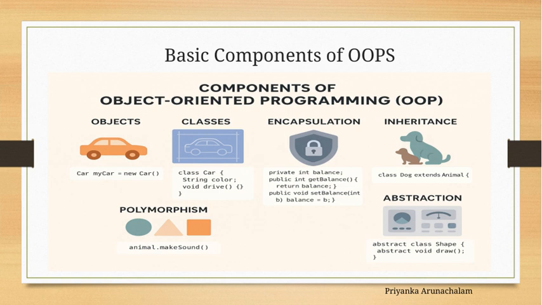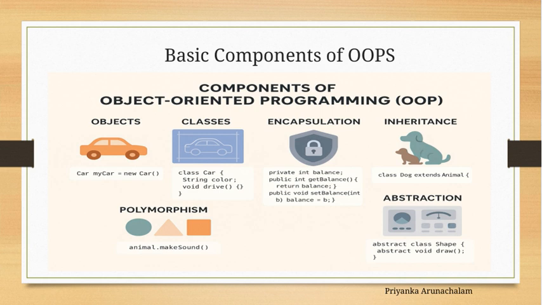Another key component is encapsulation, which is about bundling data and methods together and hiding the internal details from outside interference. This helps us protect the integrity of the data. Then, there's inheritance, a feature that allows a new class to derive properties and behaviors from an existing class. This promotes code reuse and helps us create more specialized classes. Lastly, polymorphism enables us to treat objects of different classes through a common interface, making our code more flexible and easier to extend.